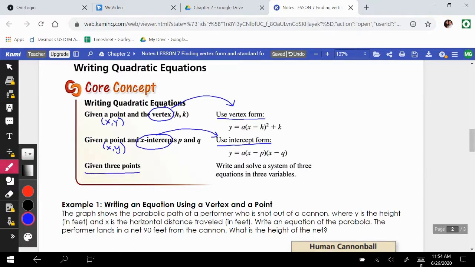Now, what do we do if we're given 3 points? If we're given 3 points, we're going to write and solve a system of 3 variables like we did in Unit 1. So that's going to be definitely the most time-consuming. We definitely prefer to have a vertex or x-intercept given to us just because solving a system with 3 variables is going to take a little bit longer.